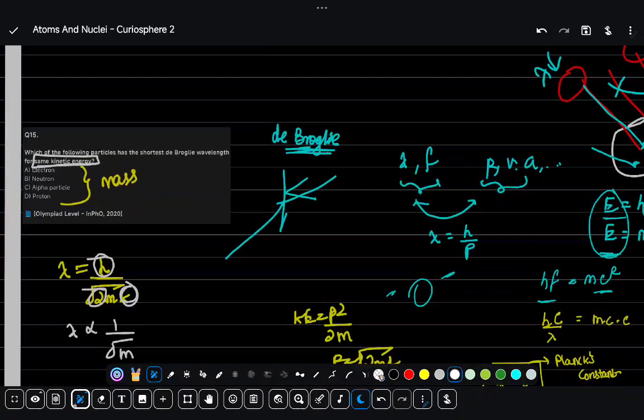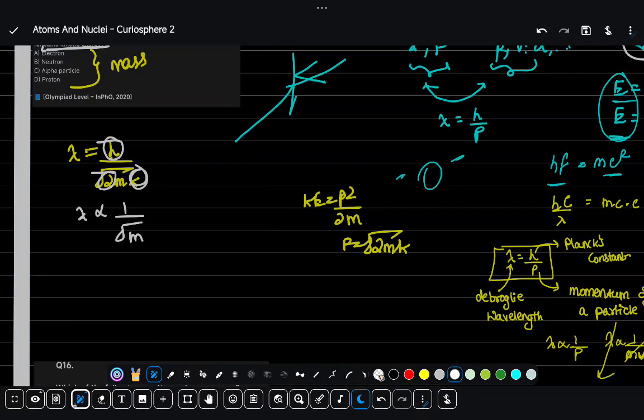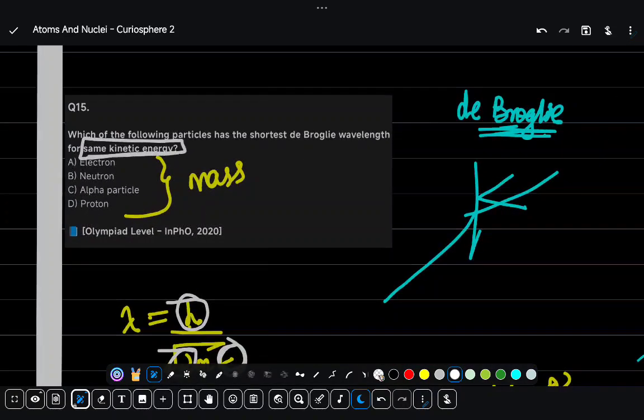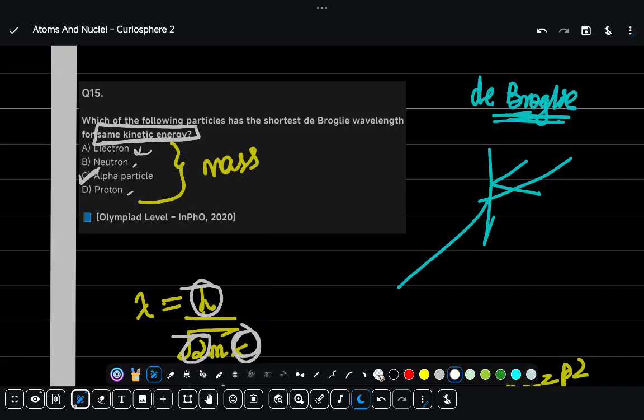So what they have asked now, which of the following particles has the shortest de Broglie wavelength? So for this to be shortest, mass should be the maximum. Now you have to see which particle has the maximum mass. An electron, we all know it has the least mass, almost the lightest particle. A neutron and a proton have almost the same mass, while the neutron has a slightly greater mass. An alpha particle is not a single subatomic particle, but is a helium nucleus. So obviously it will have the highest mass. So which is the right answer then? It is the alpha particle. Yeah, so this question is done.